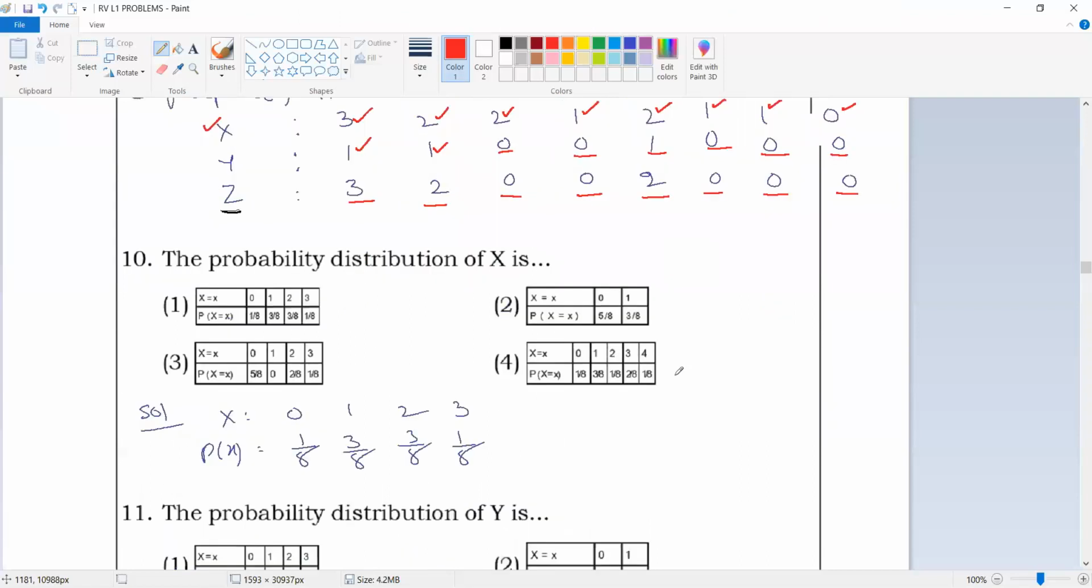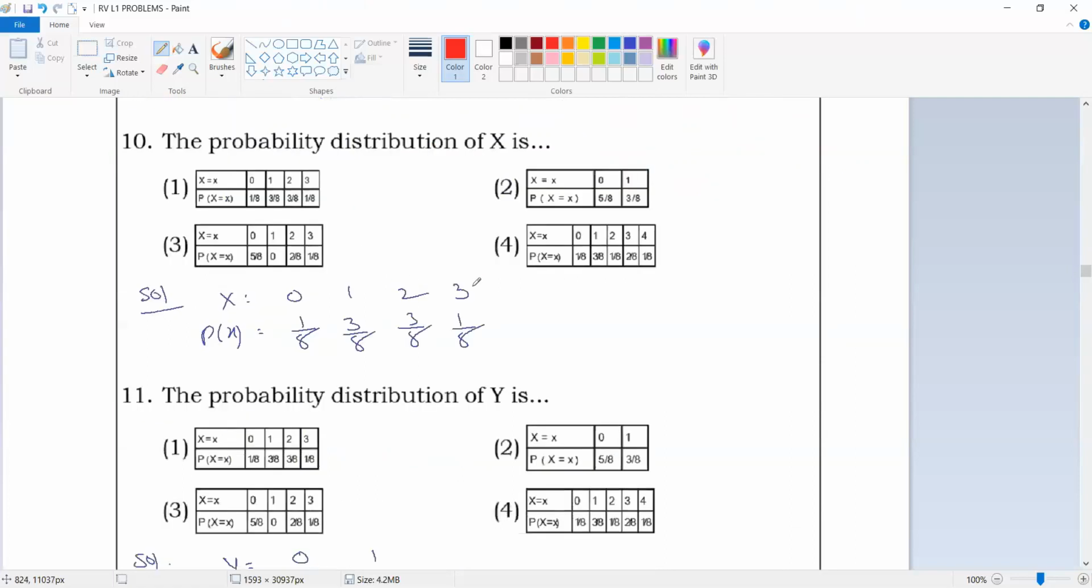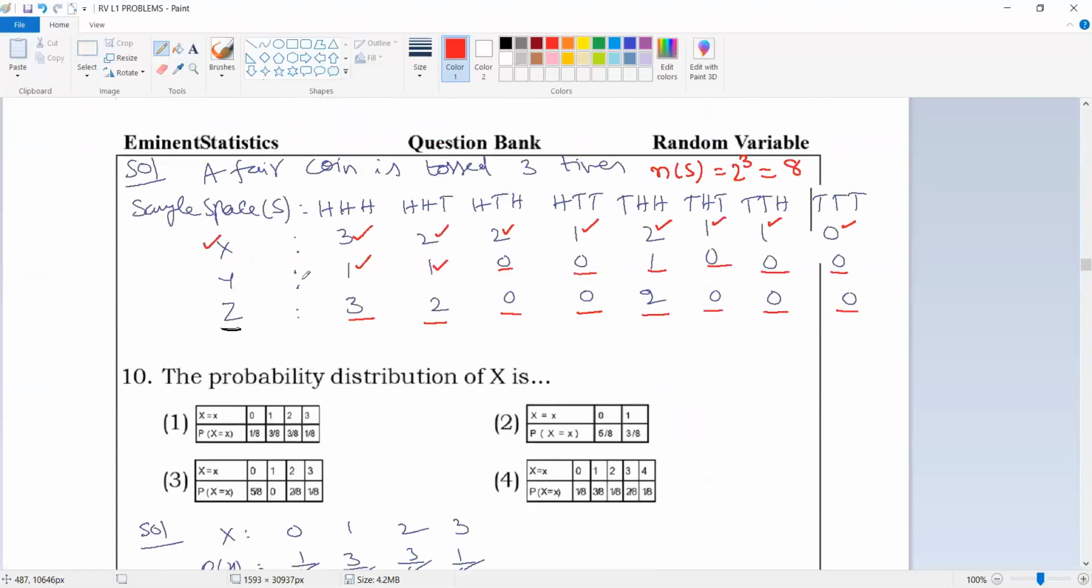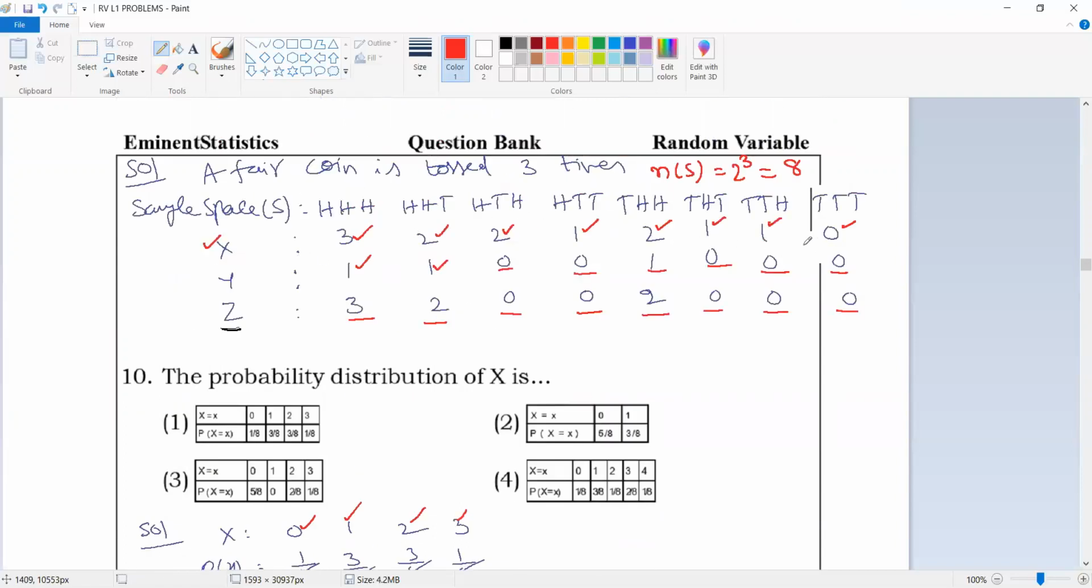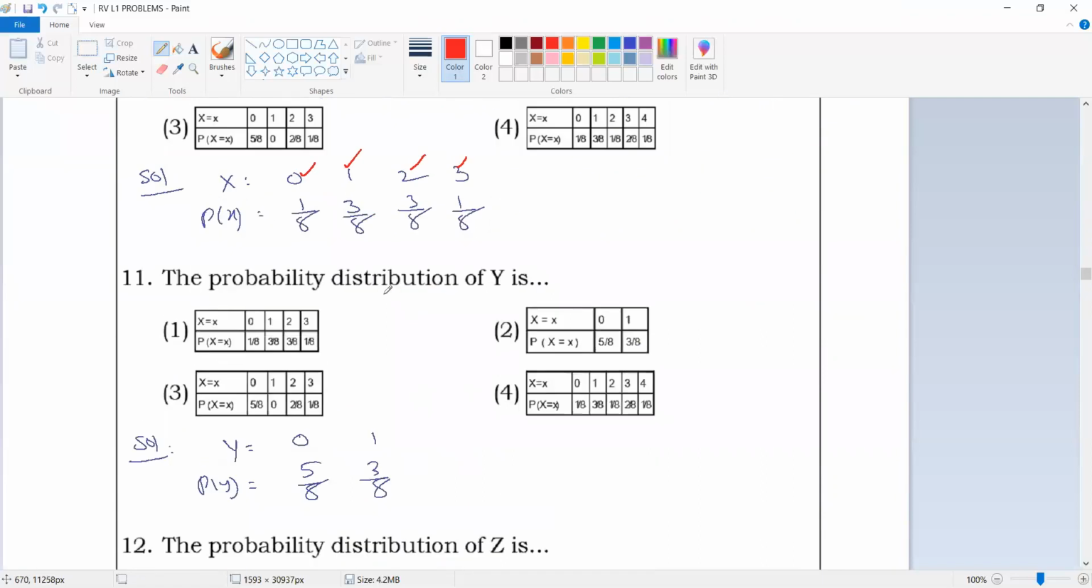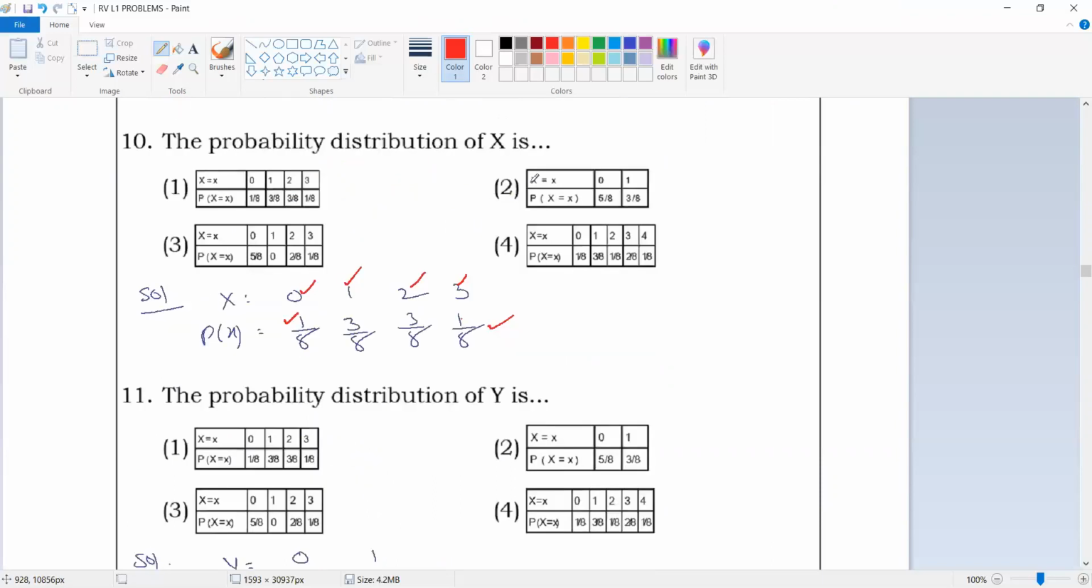Now we have to choose the correct option for the 10th problem. The probability distribution of X. X takes values from minimum 0 to maximum 3, so 0, 1, 2, 3. In this table, how many zeros are there? Only one zero. How many ones? 3 ones. How many twos? 3. How many threes? 1. Using the probability definition, 0 occurs 1 time, 1 occurs 3 times, 2 occurs 3 times, 3 occurs 1 time, dividing by the total sample points 8. This is the probability mass function. Suitable option is what?